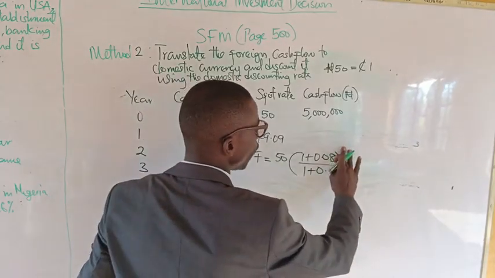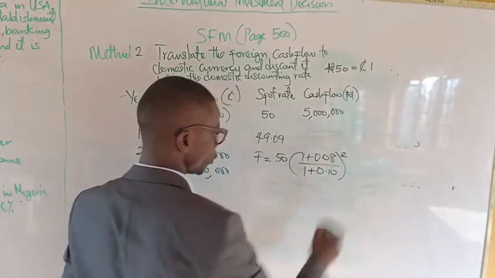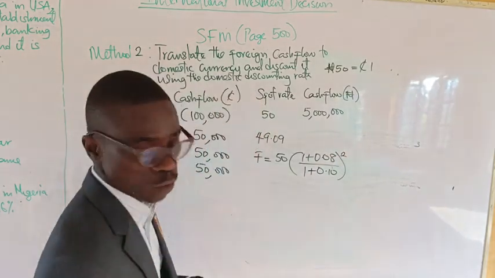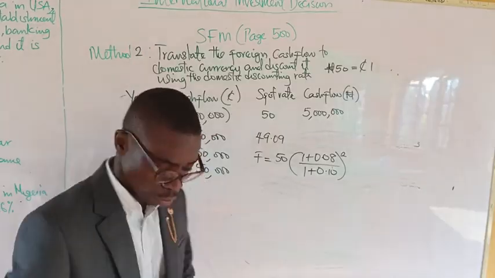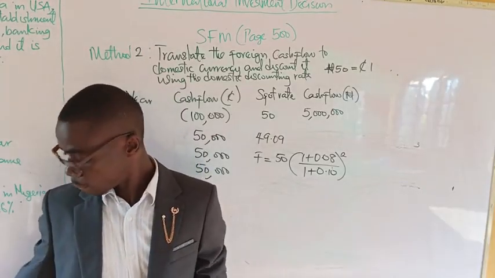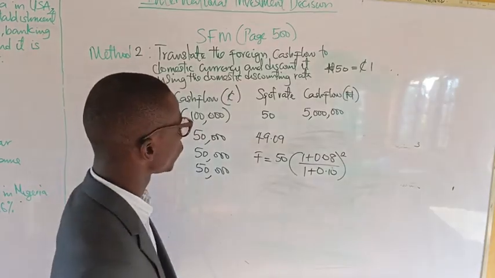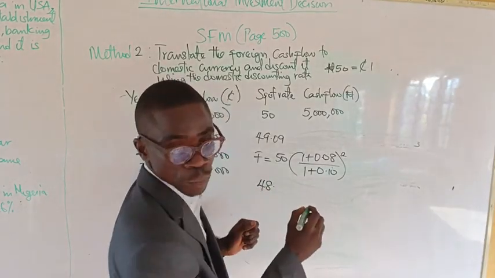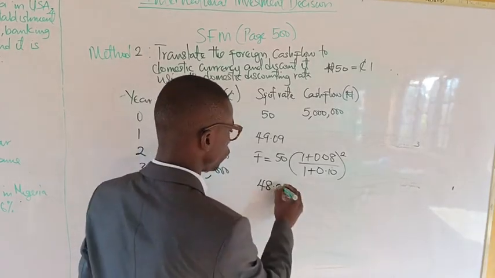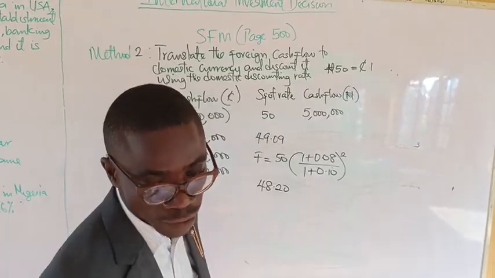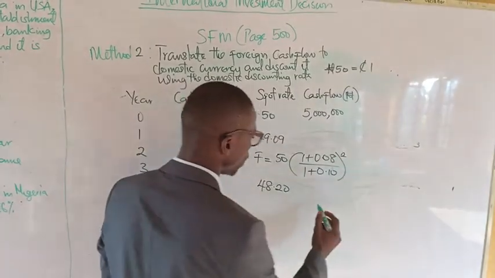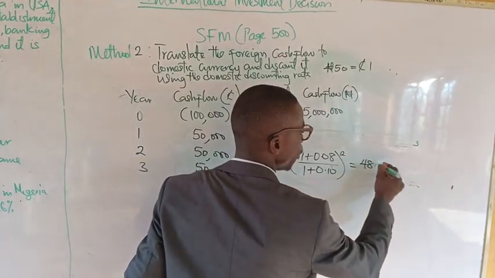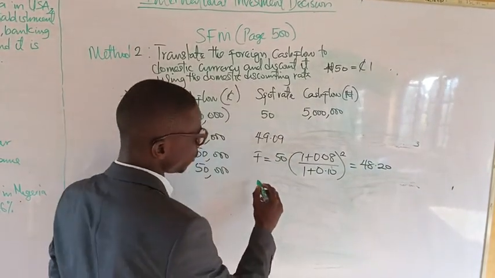Now, look at it now. For year 2, just change the n to 2. So what will you have? You see the same thing. 48 point what? 48.2. Now look at it now. You can calculate it in another way like this.